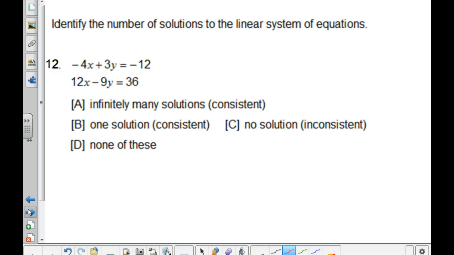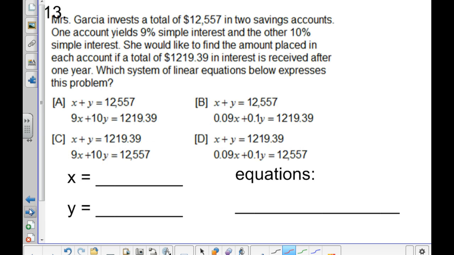Anybody figure out what's going to happen here? This is like what the test question would look like, okay, guys? If it was multiple choice, it would say both infinitely many solutions and consistent, or inconsistent, no solution, inconsistent. You guys can figure this one out. All right, I would like to talk about 13.